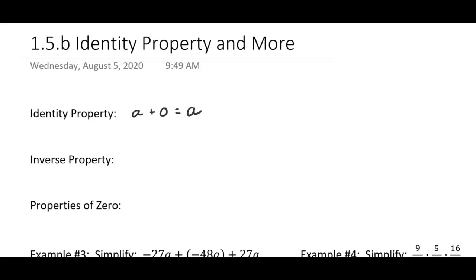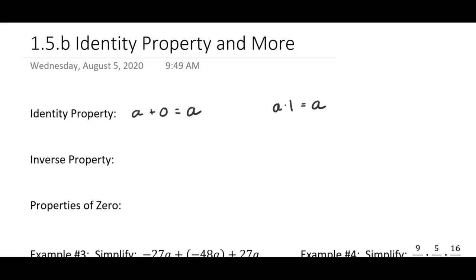There's also an identity property for multiplication. We say A times 1 equals A. And so 1 is the identity for multiplication. We call 1 the multiplicative identity, which is fun to say.